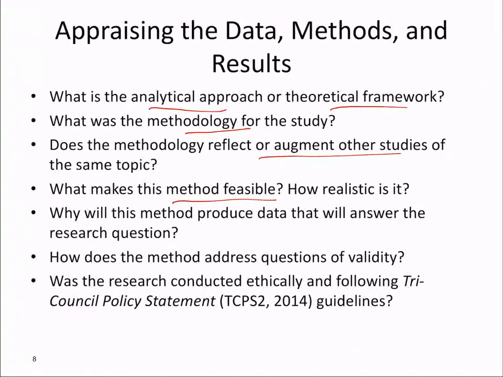Finally, a question that we ask is whether there were ethical guidelines followed. Now, you have to keep in mind that the Tri-Council policy is specific to Canada, so studies from the United States or different parts of the world, they may not have ethical approval from the Tri-Council because they're not required to. However, there should be some kind of ethical oversight that the authors refer to, which may be connected with the study.